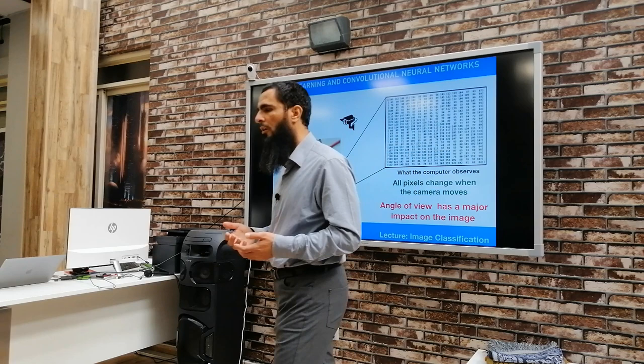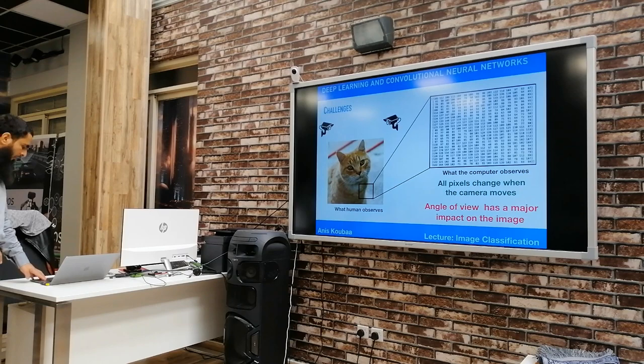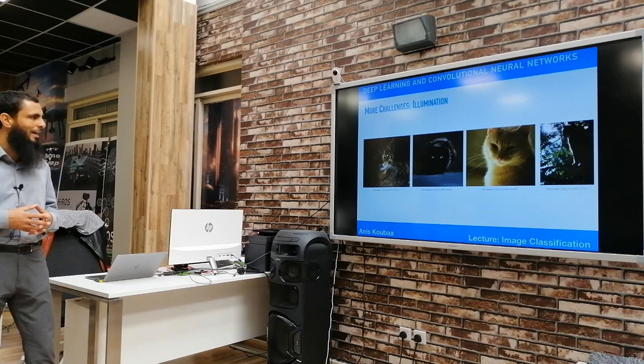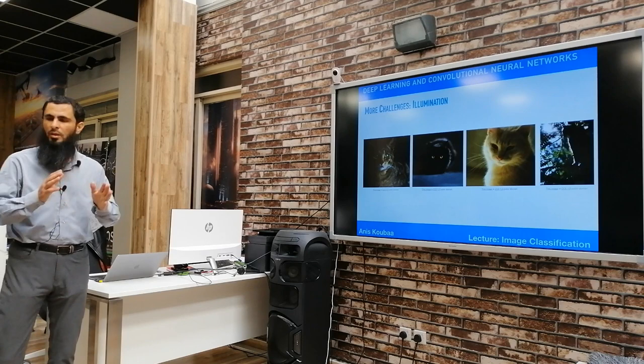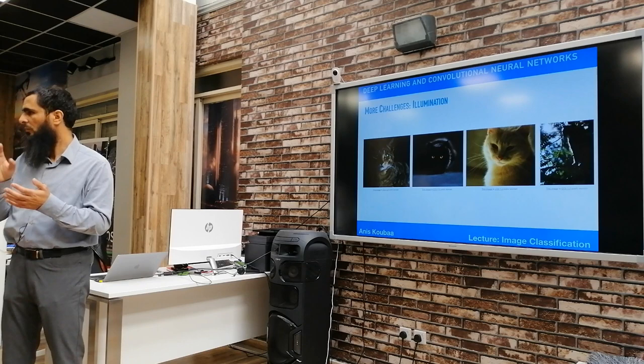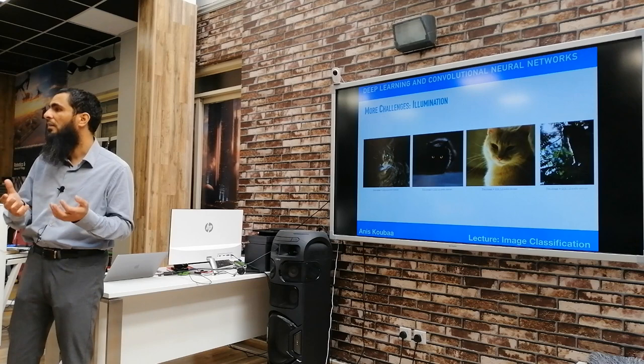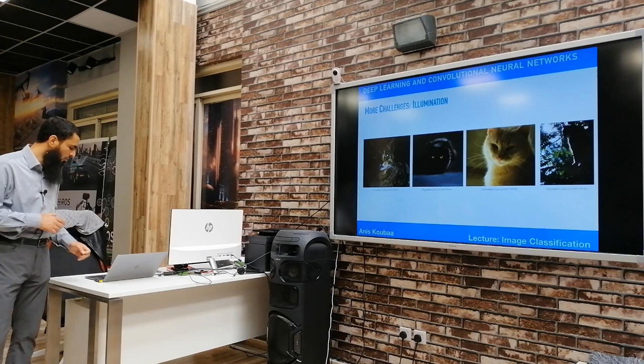So let's talk about the different challenges. We have the problem of illumination. So all of these different images are for cats. Some are dark, some are very illuminated. And even if you take one image and you change the illumination, the value of the pixels is going to change as well. Okay? And it will look like a different image from the numbers, but in reality it's the same from the human eye's perspective. So this is an important challenge to take into account.